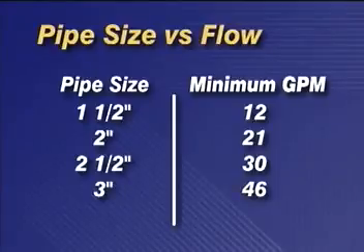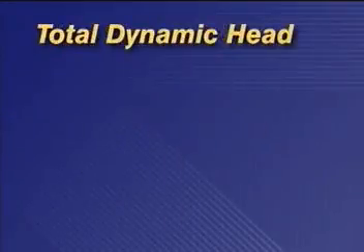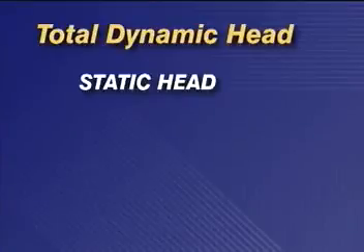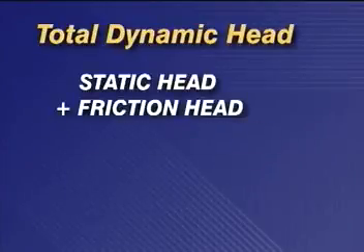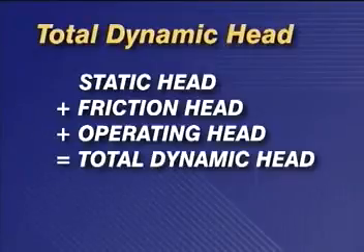Worksheet number 1 illustrates the relationship between the diameter of pipe and minimum acceptable flow rate. For example, in a 1.5-inch pipe, we'll need a pump capable of pumping at least 12 gallons a minute. 2-inch pipe, 21 gallons a minute, and so forth. As you remember from our definitions of terminology, total dynamic head, or TDH, expressed in feet, is a total of static head plus friction head plus operating head, if any. TDH is the force required to transfer effluent from the lowest point in the system to its destination.